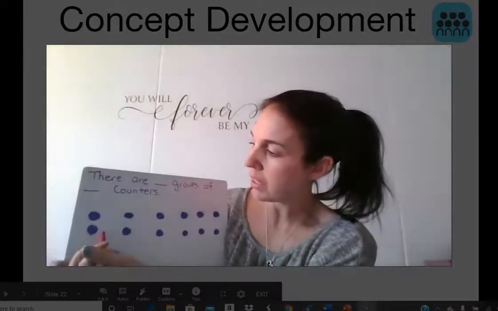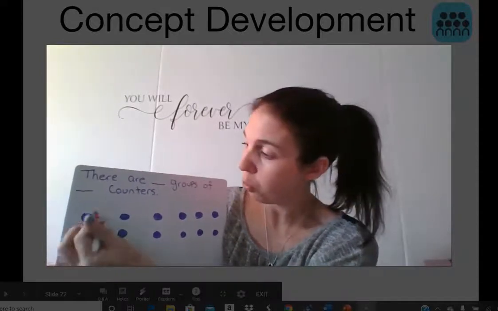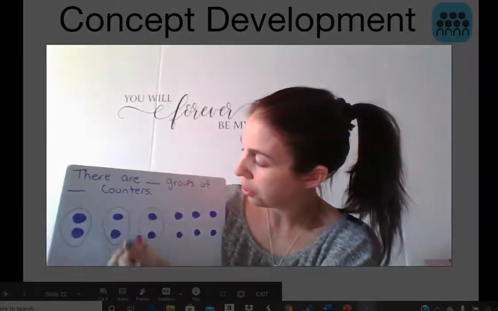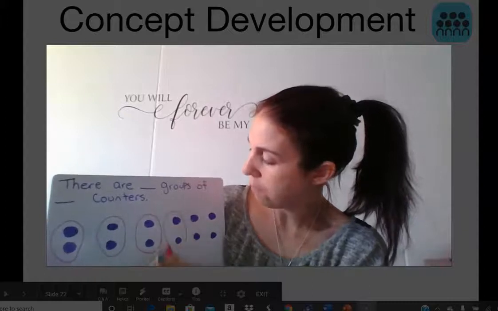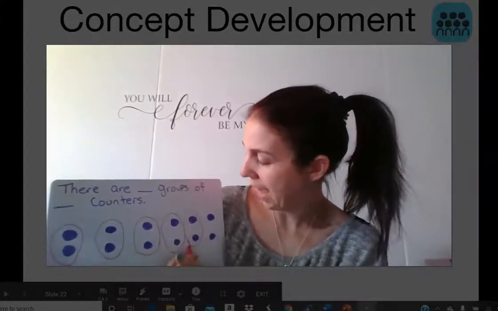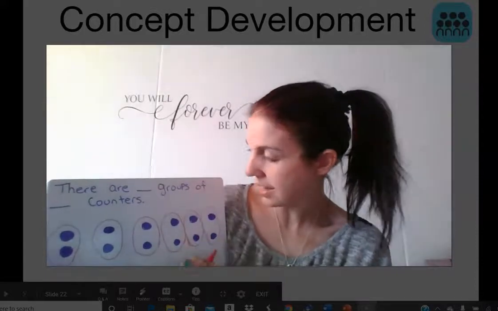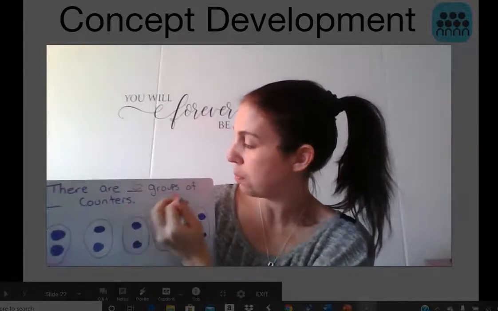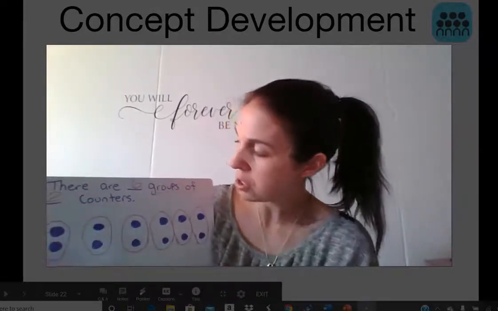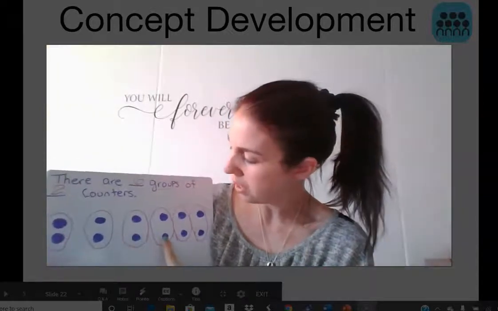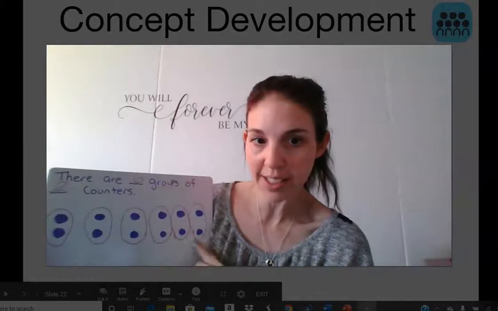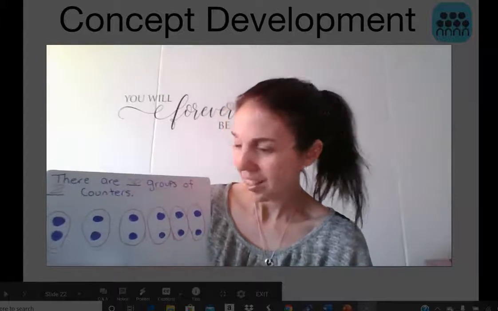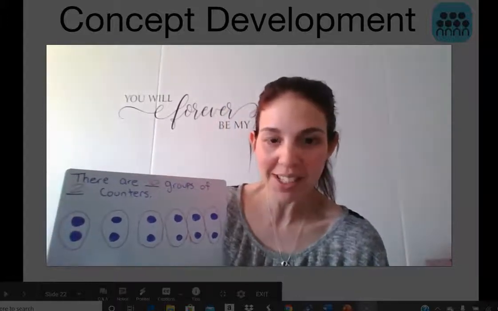I'm going to show you a group that I came up with. I came up with making groups of 2. So I have one group of 2, 2 groups of 2, 3 groups of 2, 4 groups of 2, 5 groups of 2, and 6 groups of 2. There are 6 groups of 2 counters. I have 1, 2, 3, 4, 5, 6. I wonder what you came up with. Did you come up with the same one that I did?